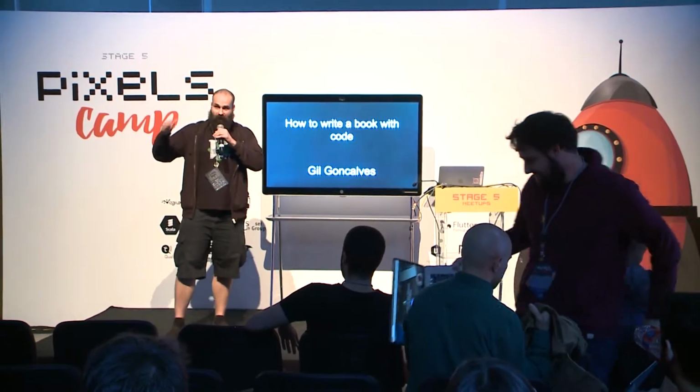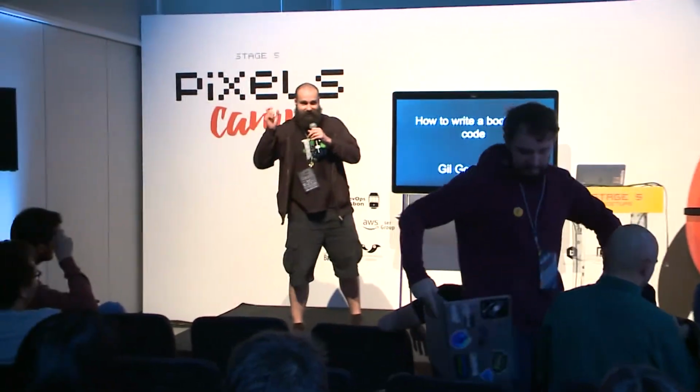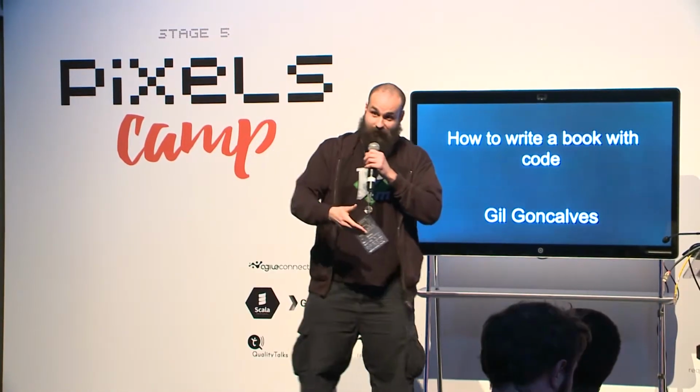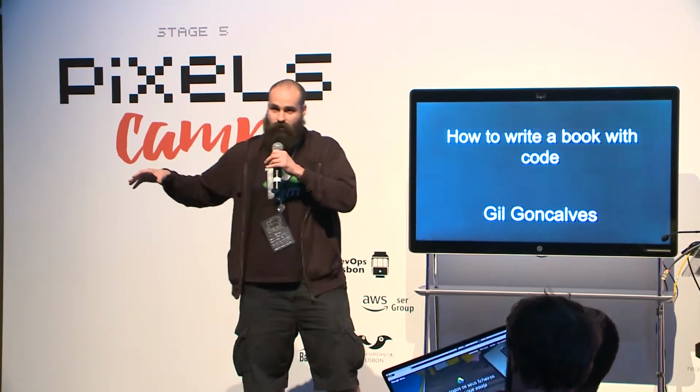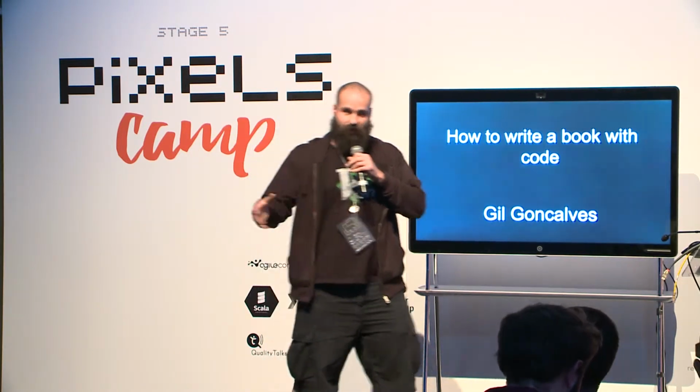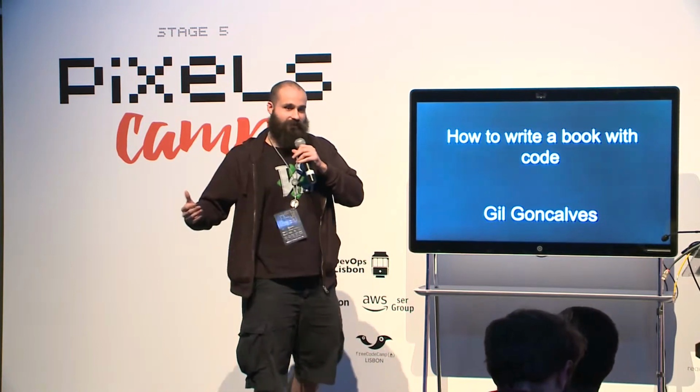So there's NaNoGenMo, which is National Novel Generation Month, which is to do the same thing. You have to write a book with 50,000 words, but you write code that writes that for you. So that's much better. That's lazy, developer style, right?